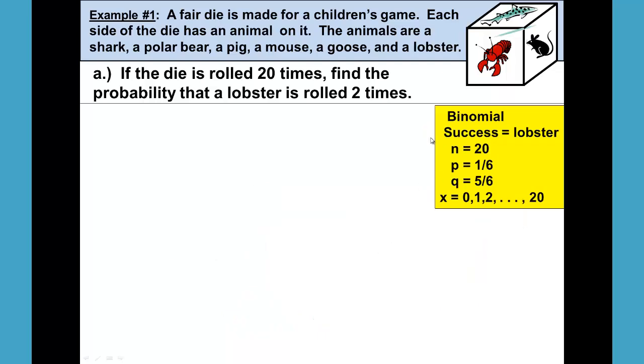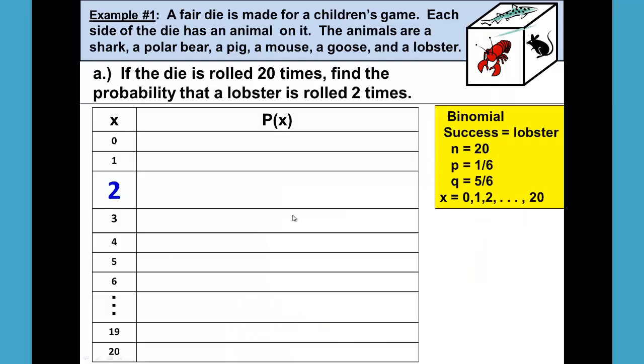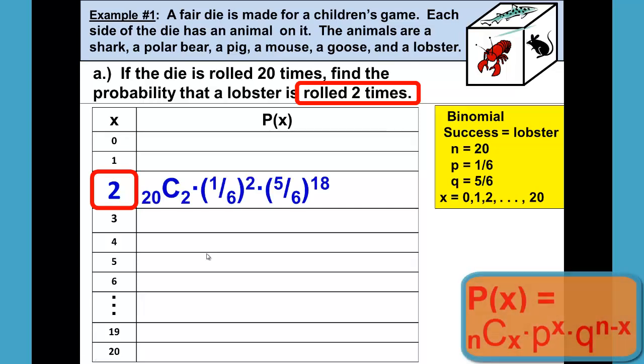Here are our variables again. And let's create a chart. Notice we do not need to number our chart all the way down to 20, but we do want to keep that setup and that visual in our mind. In this case, we're looking for the case that a lobster is rolled 2 times, so we are looking for exactly 2.